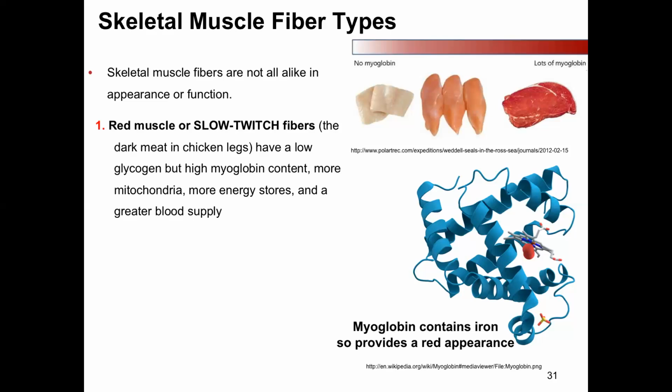And consequently, we also have more mitochondria. We have more storage of energy, right? And a greater blood supply. So why is this muscle red? Well, we've got a greater blood supply. Blood oxygenated is red, right?